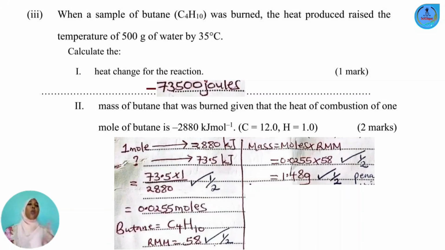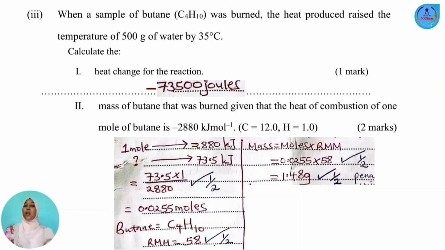Now, if 1 mole of butane evolves 2880 kilojoules, what about ours? Ours evolved how much? 73.5. How many moles were present in that sample? So you cross multiply and you get 0.0255 moles. Let's pause there.